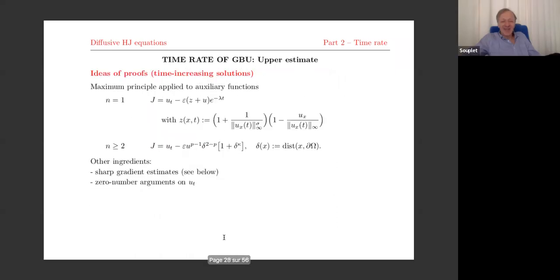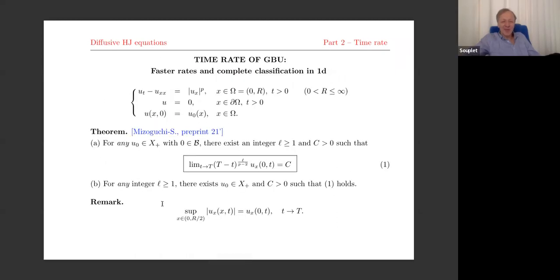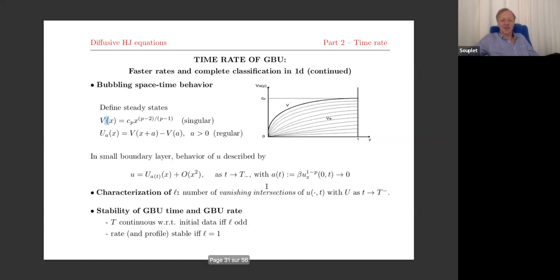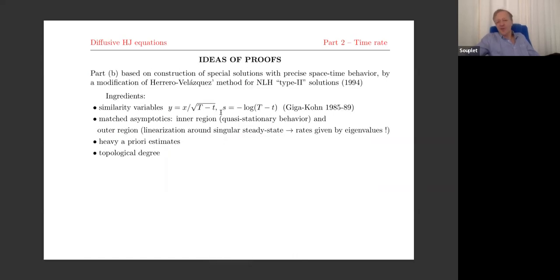Okay, so in the theorem there are two parts. Part A is the classification. Part B is the existence for each rate. So let's start with part B. Actually, that's the way the proof goes. Part B is the construction of special solutions with precise space-time behavior.